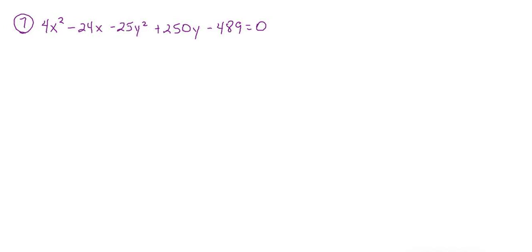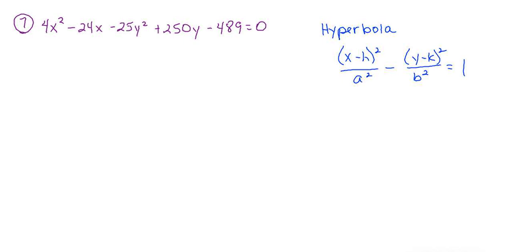Here's my next example. I notice the coefficient to x squared is 4, and the coefficient to y squared is a negative 25. They are different, and they have different signs. So that makes it a hyperbola. So I jotted down one of the standard forms for a hyperbola. You know, that x minus h could come first or it could come second. But this is the general form that we're looking for.